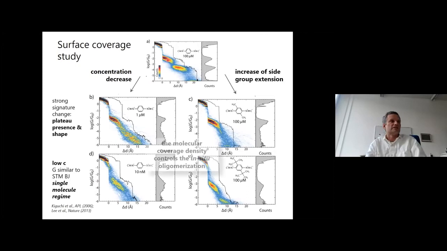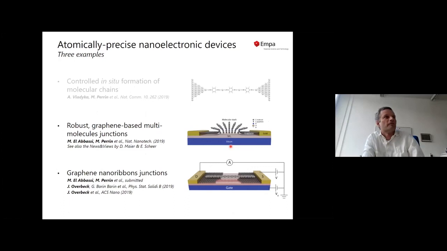Okay, so this is for this part of the story, and I tried to show you on that study that we could really control a bit better what is happening in the formation of these junctions and how these objects are getting together. Let me switch gears and show you another type of device that we are doing in the lab.